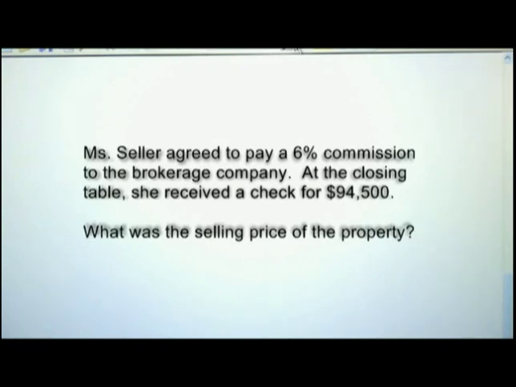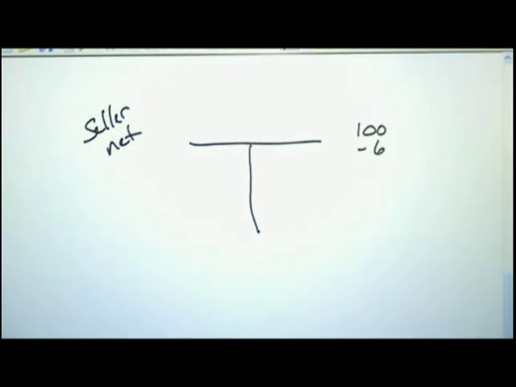That number is actually the net the seller is receiving, which makes this a seller net problem. It does have all the components we can use to make a T formula work, but because it is a seller net problem, we need to make an adjustment to the commission. So we need to subtract the 6% commission from 100, which gives us 94%, or 0.94. We plug that into the rate section of our T.